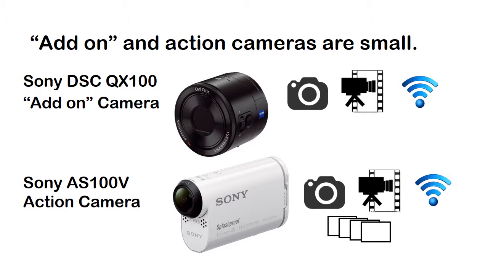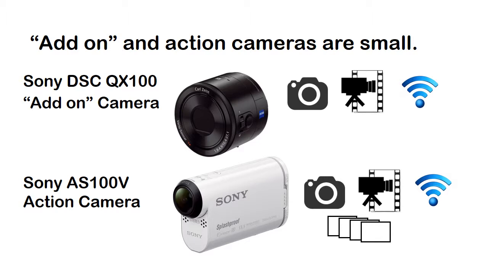The add-on and the action cameras have all of the optics and electronics to capture both still and video images. What each lacks is a viewfinder. You aim the camera by looking at an image on a smartphone. You also control most of the camera operations by using software on a smartphone.